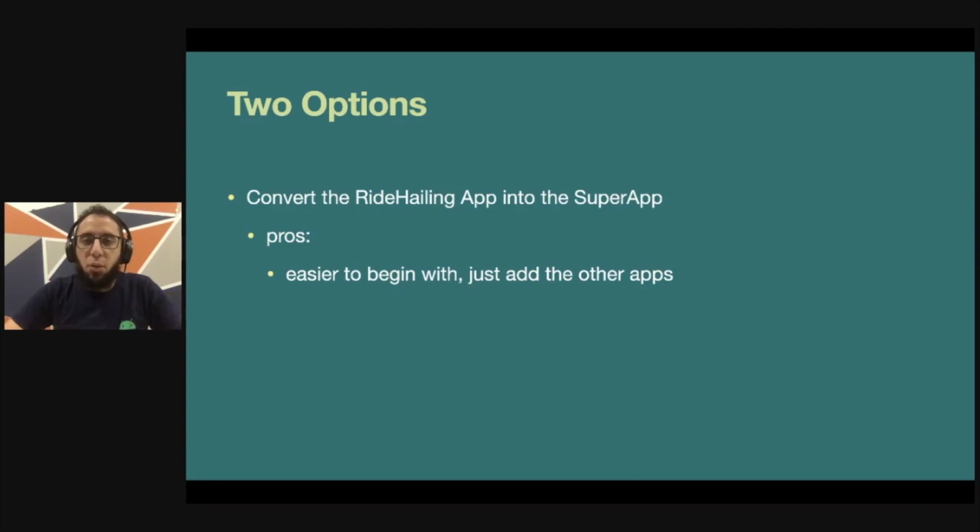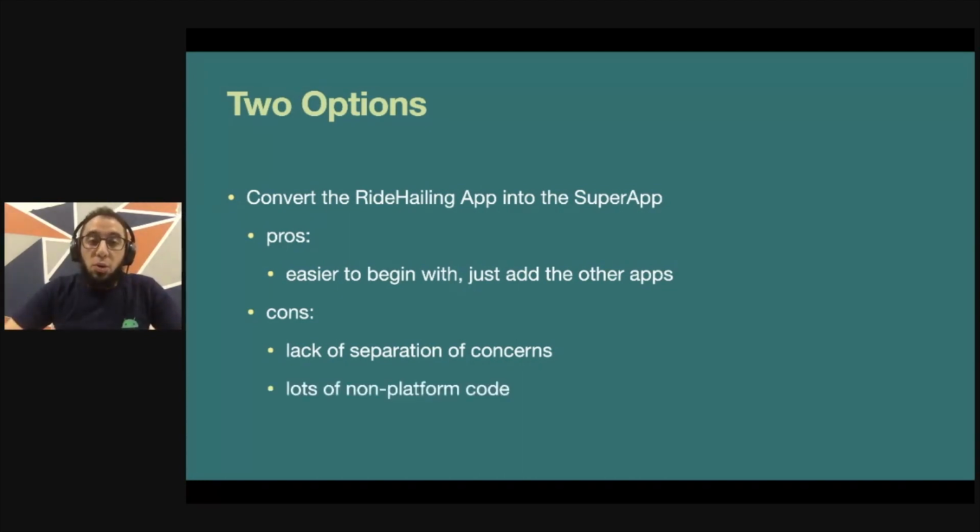We just need to figure out how we add these other apps. But on the downside, we don't have a separation of concerns. If you think about it, how do you draw the line between what code belongs to ride-hailing, in this case, versus what code belongs to the food app, or versus what code belongs as a part of the platform that belongs to both of them?